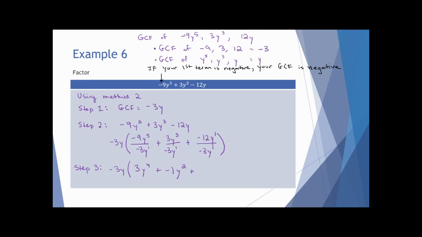Then negative 12 divided by negative 3. That gives us a positive 4, and then the y's cancel. 1 minus 1 is 0. So there we have factored out the greatest common factor.